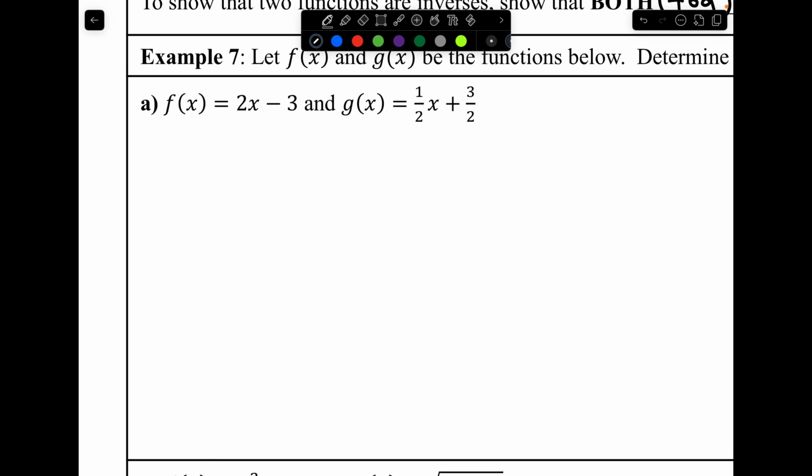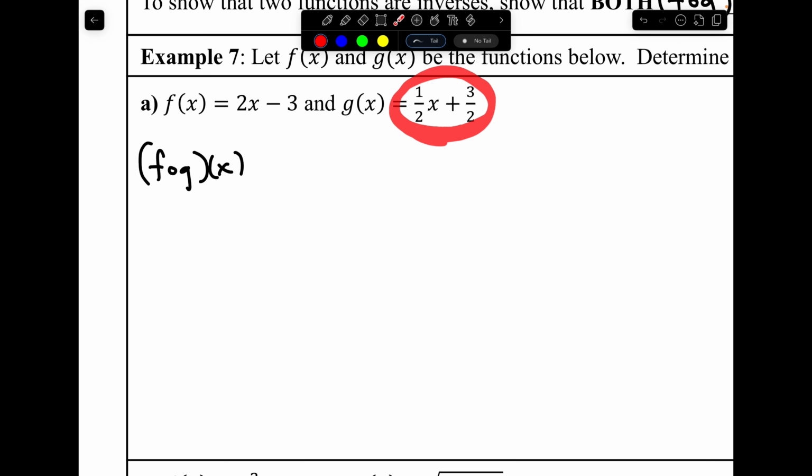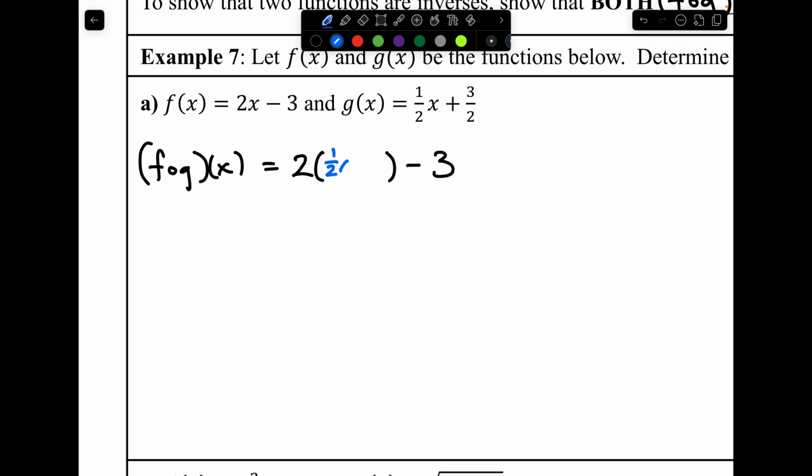So let's see an example of this. Here I have the functions f and g, and I want to determine if these two are inverses of each other. Instead of creating the inverse and doing the inverse operations while switching the x and the y, all I have to do is the composition. First, f of g of x, which means we take the g function and plug it into the x of the f function. So this would be 2 times (x minus 3), and for the x inside the parentheses, I'm going to write the rule for g, which is 1/2 x plus 3 over 2.